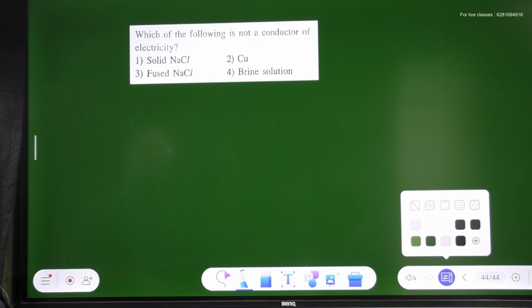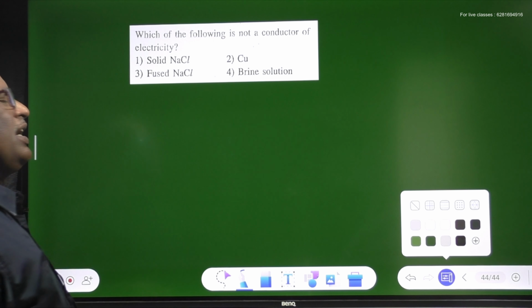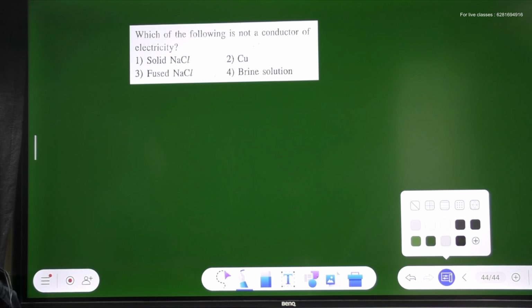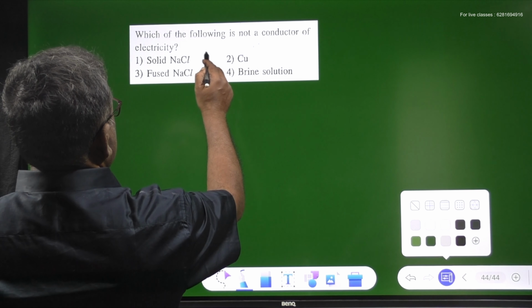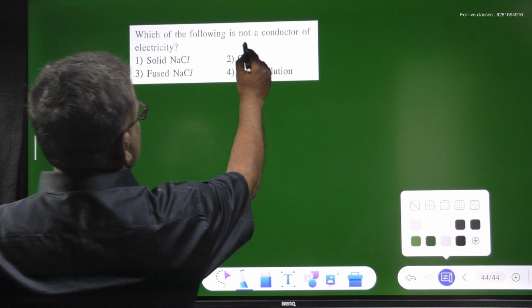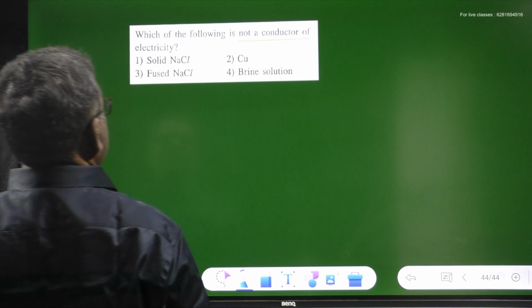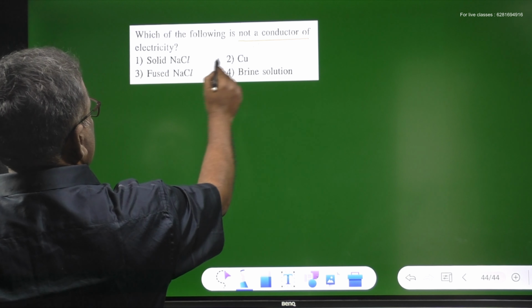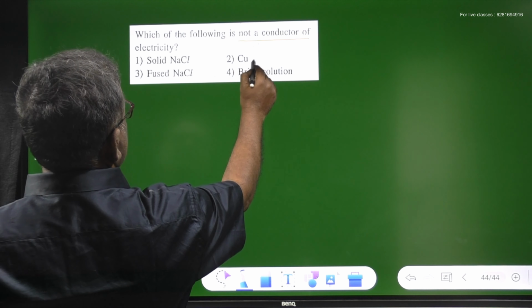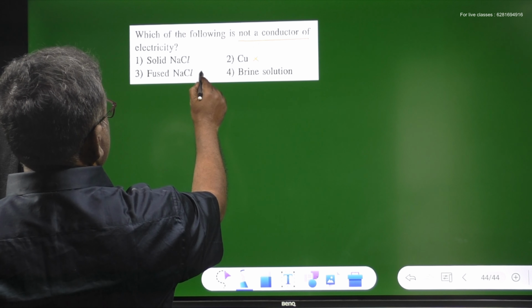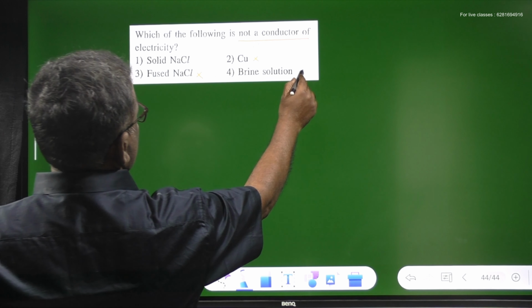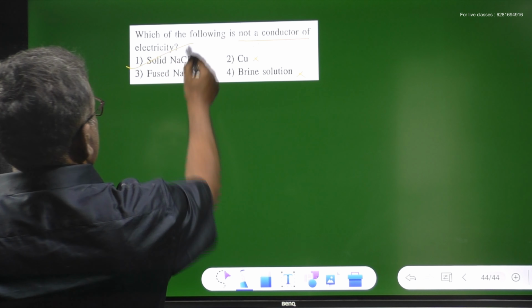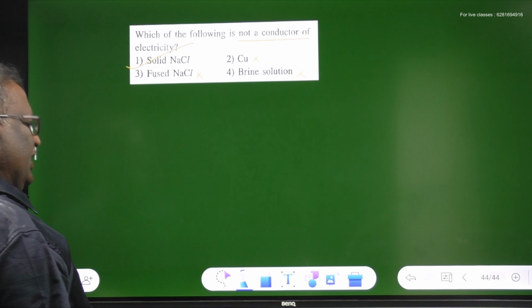Which of the following is not a conductor of electricity? Any substance can conduct electricity if it has free ions or free electrons. Here, which of the following is not a conductor? Solid NaCl; copper is a metal, it is a conductor. Fused NaCl is also a conductor. Brine solution is also a conductor. So the non-conductor is solid NaCl.